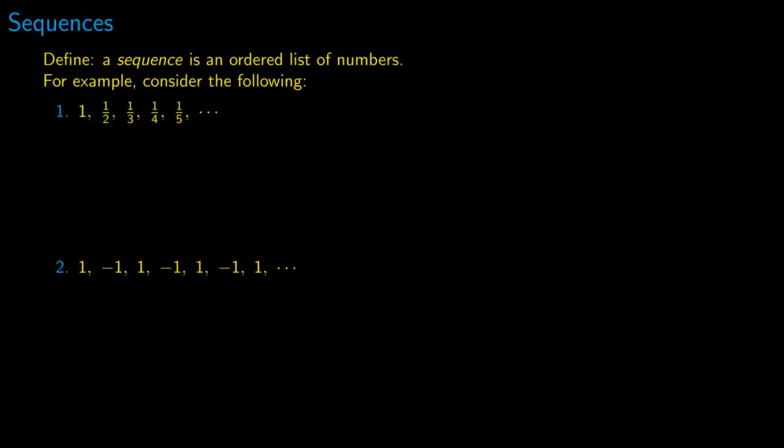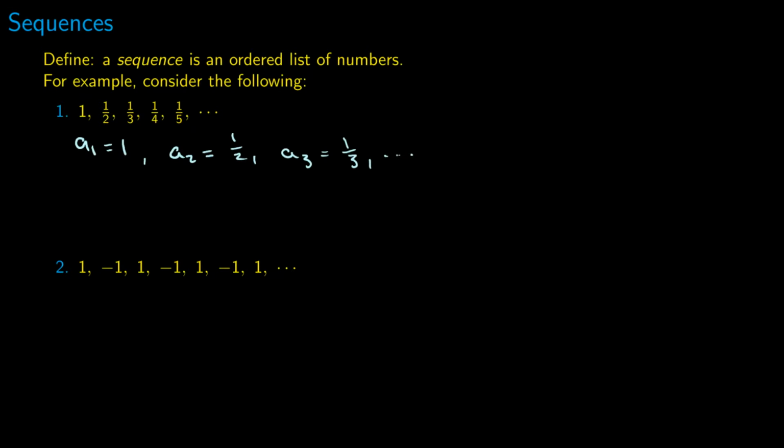So a sequence is just an ordered list of numbers. For example, we can look at the sequence 1, 1/2, 1/3, 1/4, 1/5, and so on. This is a sequence whose first term, which we'll write as A1, is 1. The second term, A2, is 1/2. The third term, A3, is 1/3, and so on.